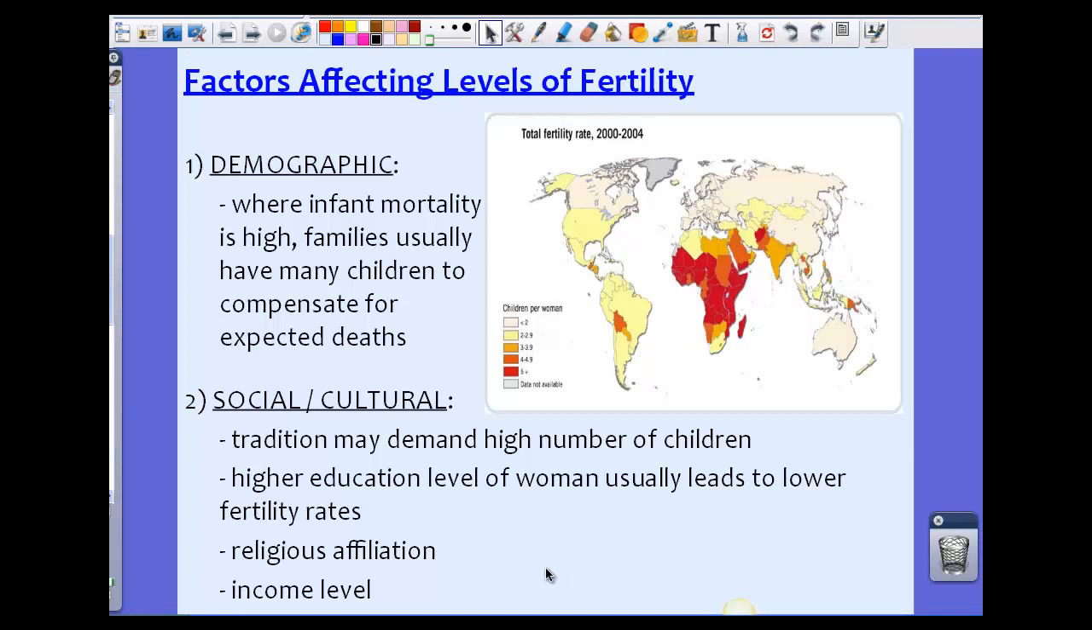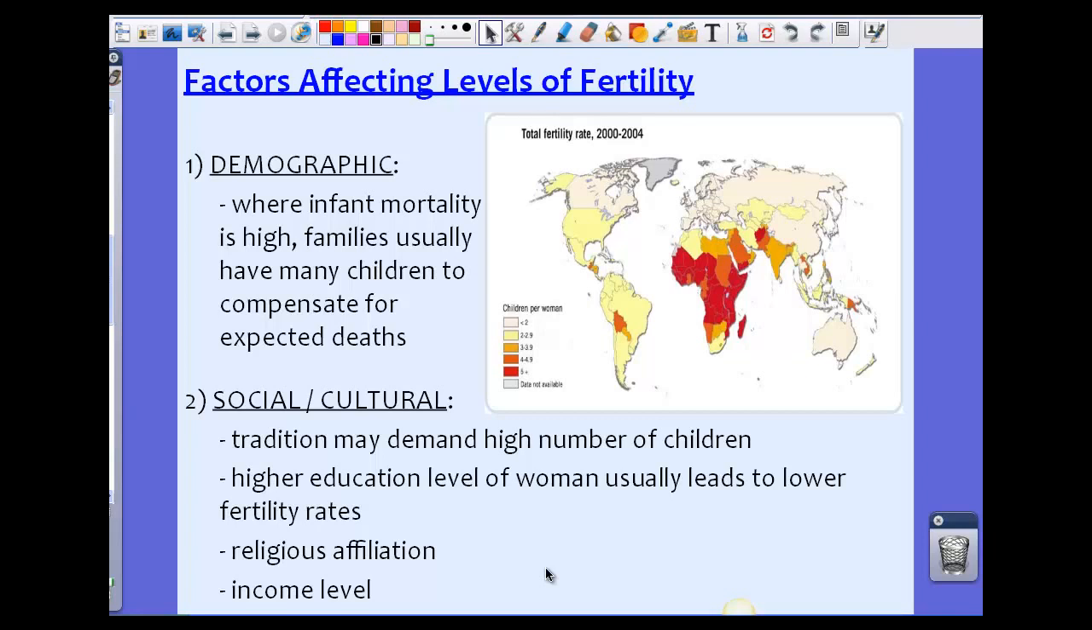Another factor is sociocultural, or social and cultural factors. For example, tradition in a particular region may demand a higher number of children. If tradition demands it, then you're going to have a large number of children. Typically, a higher education level of the woman leads to lower fertility rates. And this goes to advances in birth control and contraception. Usually the more highly educated women tend to use birth control or contraception.